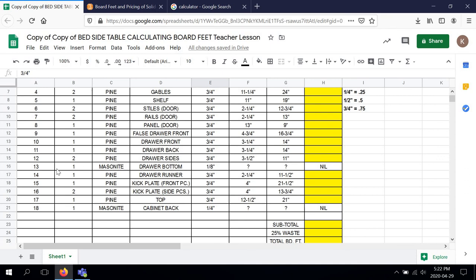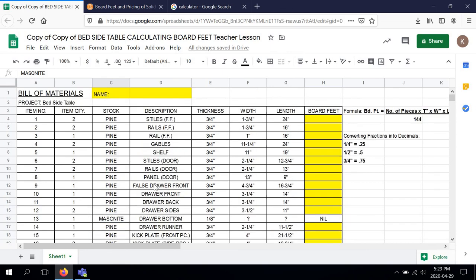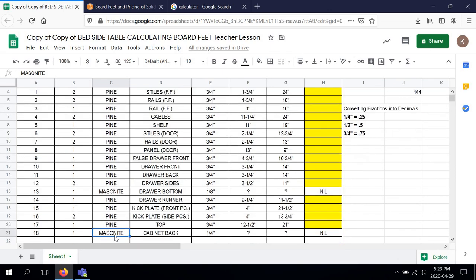Now, items number 13 and 18 are different thicknesses, 1/8 and 1/4, but we're not calculating those lines because I've written nil here, because the material for those item numbers is masonite. And masonite is an engineered material. It's not something you would calculate for rough lumber, right? So that's why we're going to leave those out. So we're only going to do 16 of the 18 items, right? Which is all the material stock, which is pine.